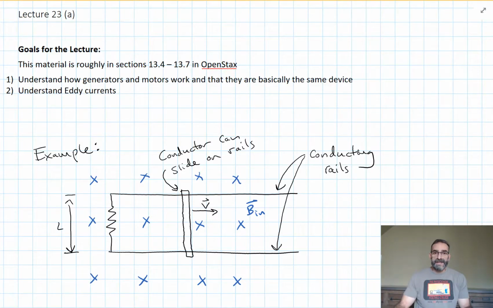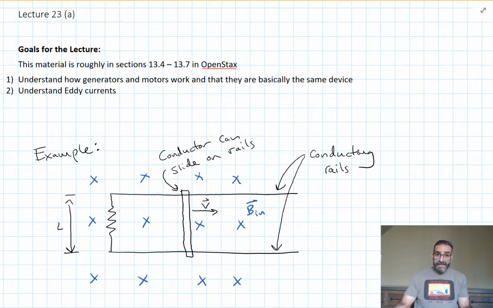We ended the last video with this example. We had these conductive rails, and we were sliding a conductive bar back and forth, and that's an easy way for us to change the area and still maintain that conductive path for the electrons to take. So we still have a circuit as we change the area that the circuit encompasses. We used Lenz's law to figure out what direction the current flows in this circuit.